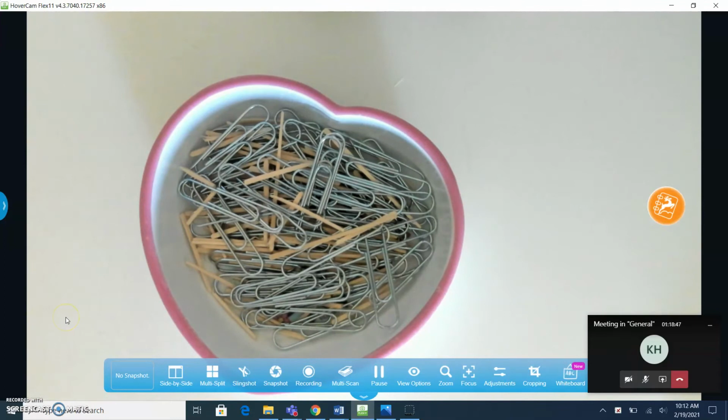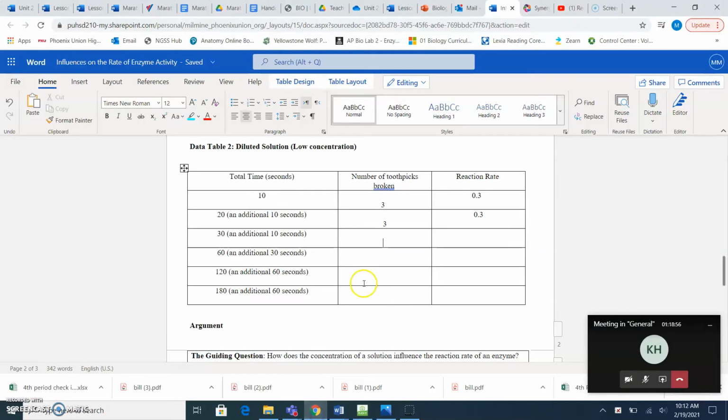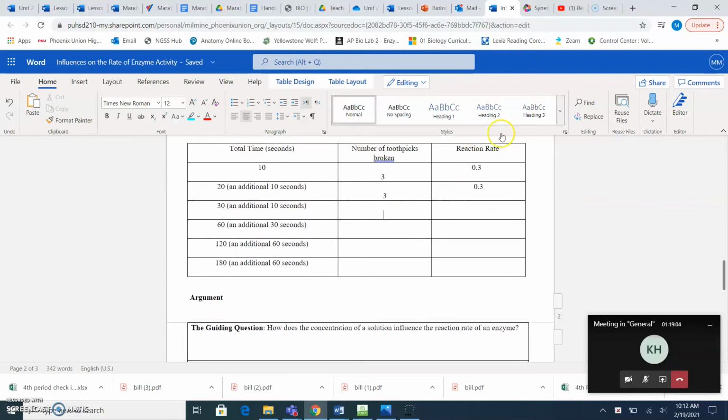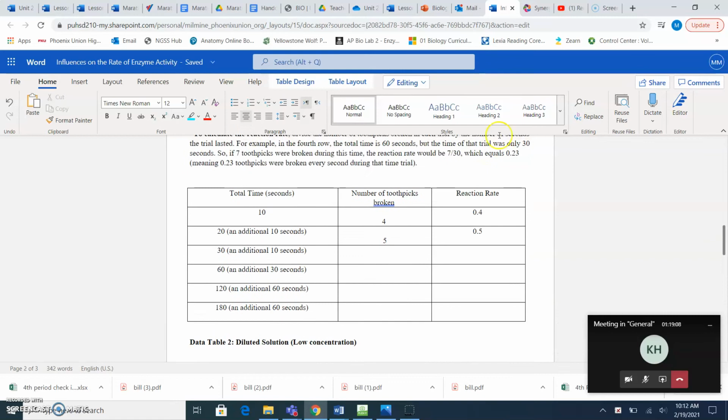You'll be using this data and the reaction rate specifically to complete the written part of this, where you have to now take this data and then answer the guiding question: how does the concentration of a solution influence the reaction rate? So you need to be using these values off to the side here. The reaction rates are the ones you need to compare.